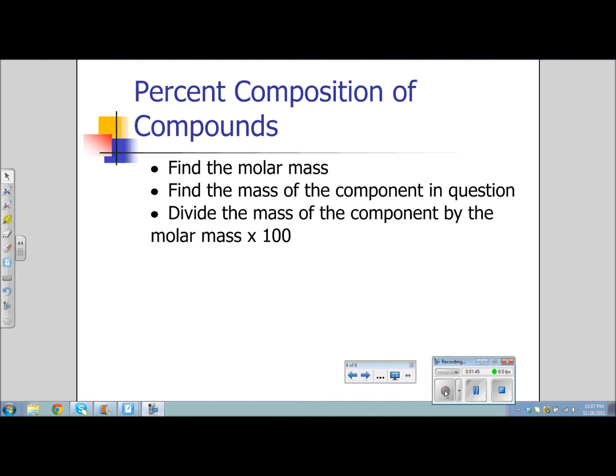Once again, a brief overview of how to find the percent composition of the compound. Find the molar mass, find the mass of the component in question, divide the mass of the component by the molar mass, and multiply times 100. Sometimes we find each one of the components, but sometimes we will find just 1 or 2 components.